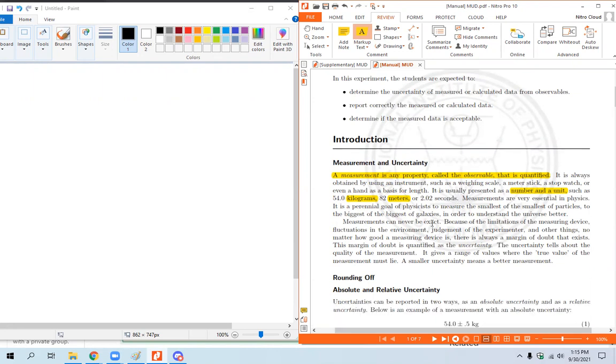And just like I explained earlier, measurements can never be exact. Maraming dahilan kung bakit hindi pwede maging exact ang isang measurements. For one, pwedeng limited ang measuring device ninyo, pwedeng may fluctuation sa environment, pwedeng nagkamali kayo sa pag-measure talaga, and other things. So lagi may margin of doubt na nag-exist sa isang measurement.